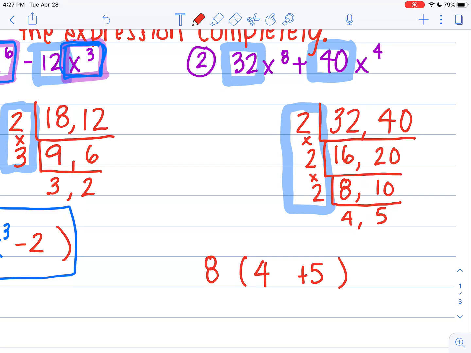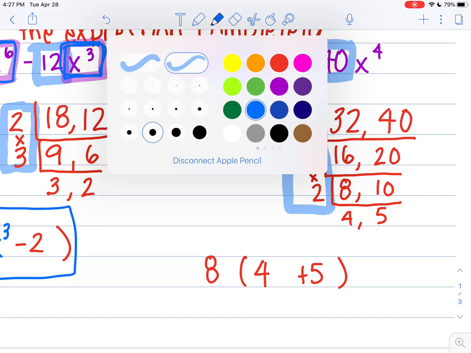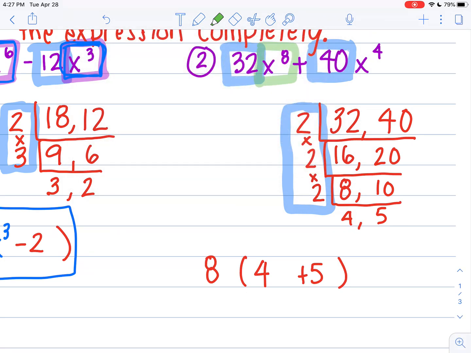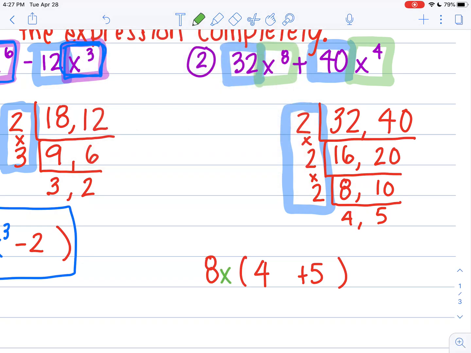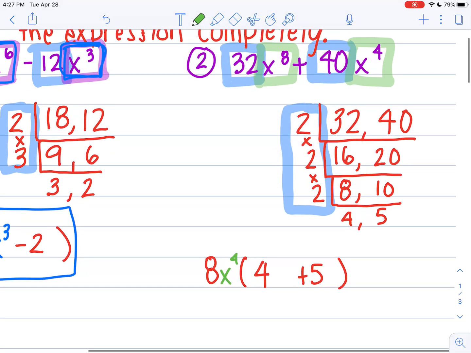Now, let's take a look at the variables. Remember, like I said, we can take out the smallest variable. So x to the 8th and x to the 4th, which one's smaller? X to the 4th, so I'm going to write x to the 4th here. And then if I have 8 and I take away 4, I have 4 left over, so x to the 4th. Remember, when we multiply x to the 4th times x to the 4th, we add the exponents.